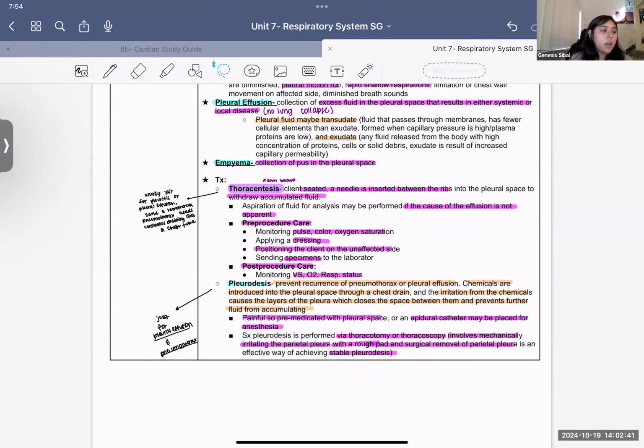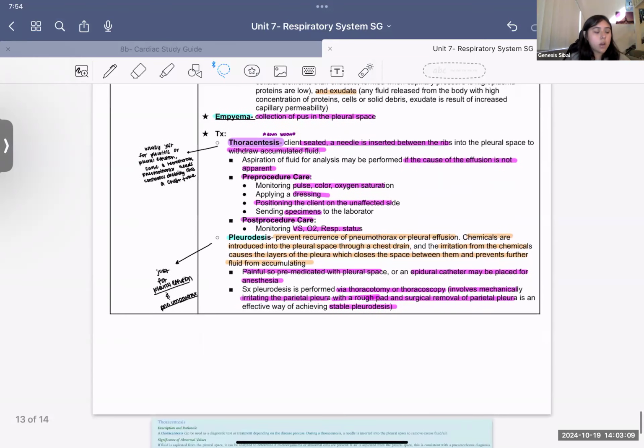So pleural effusion can be from transudate. That's fluid that passes through membranes, has fewer cellular elements than exudate, and is formed when capillary pressure is high and plasma proteins are low. You don't have to know that. And then exudate is the other option that pleural fluid may be. So any fluid released from the body with a high concentration of protein, cells, solid debris; exudate is the result of increased capillary permeability. Don't have to know that, but those are usually what the fluids are that they're talking about.